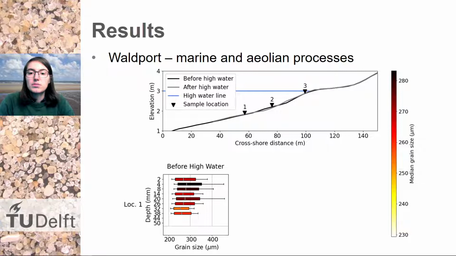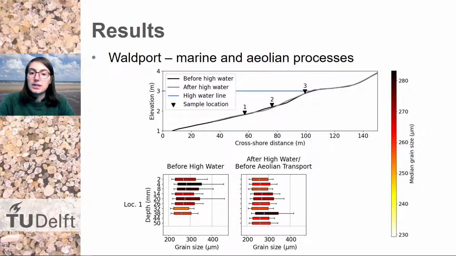Location 1, we see quite some variation in the vertical, with some wide grain size distributions. Then after high water, those wider grain size distributions reduce, and we actually see that the grain sizes are a bit more uniform, which could be possible due to the marine mixing.